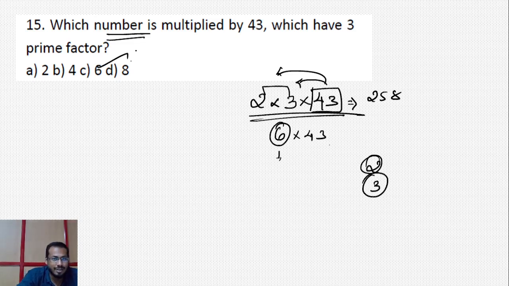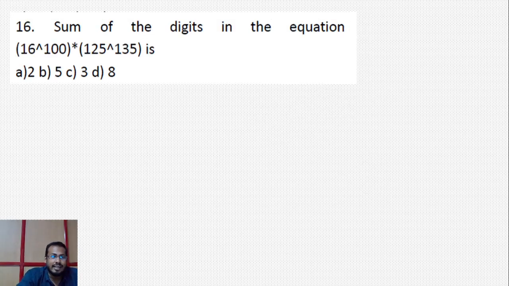I hope you got it. So 6 is a composite, but it has 2 prime numbers. So totally we have 3 prime factors, right? And next question, the 16th question.